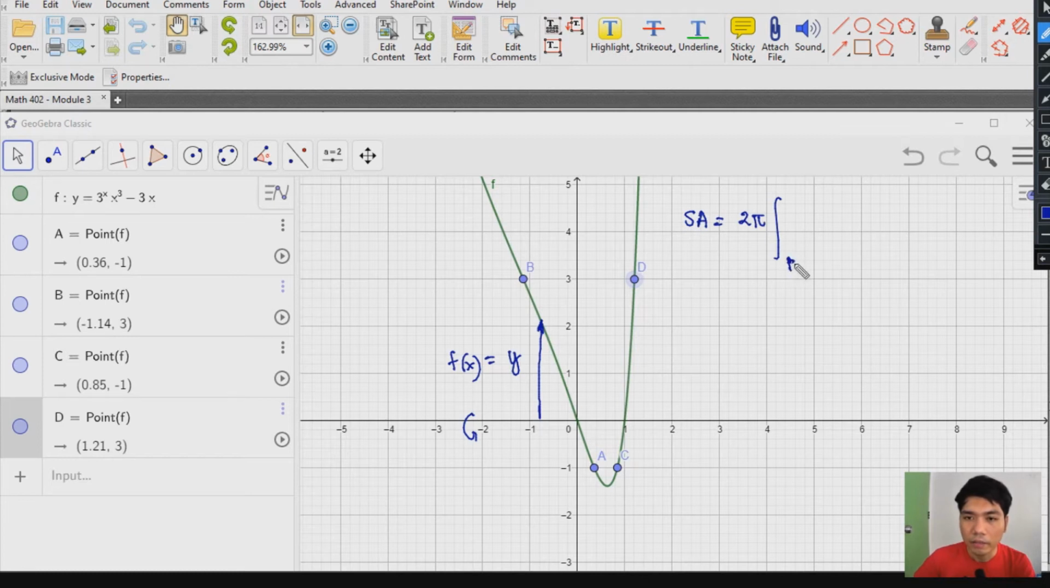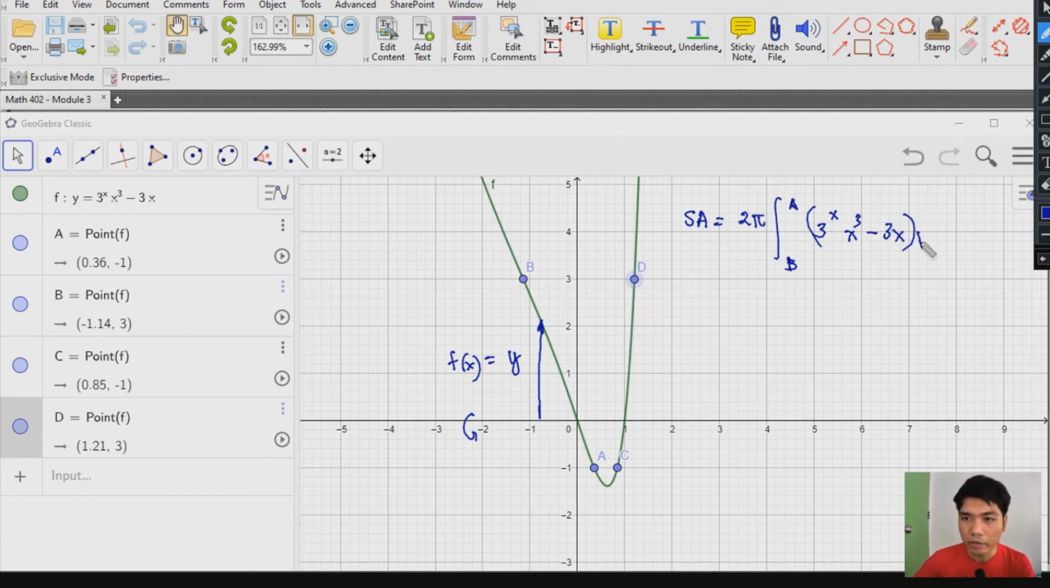And then, ano ba yung ating y? So yung y natin is actually equal to f of x. So ano ba yung ating equation itself? So yung equation natin is 3 raised to x times x cubed minus 3x. So yung pinagkaiba niya kanina, di ba kanina x lang to sa previous example. But for this case, yung equation itself, kasi nga this is the value of y. So that is the case when your axis of revolution is on the x-axis or along the x-axis and not on the y-axis or parallel to y-axis.